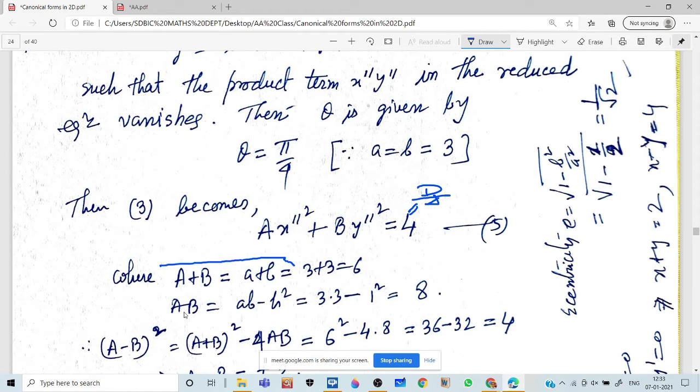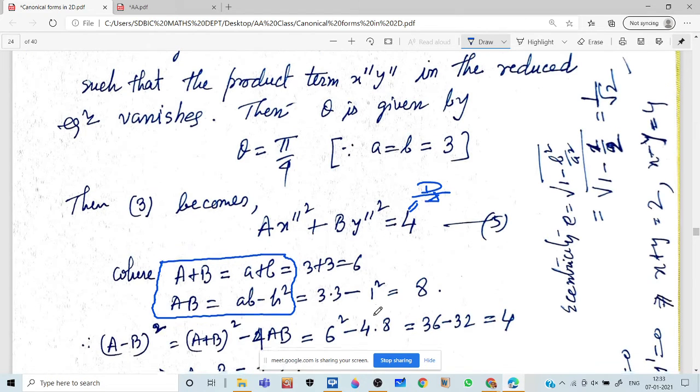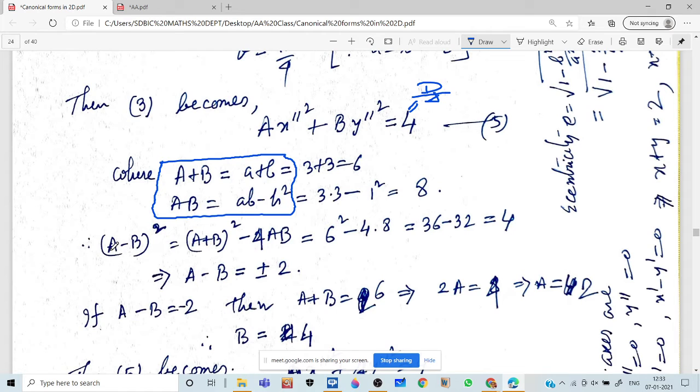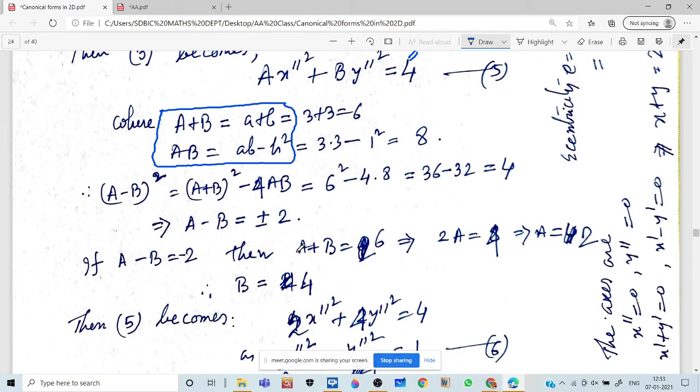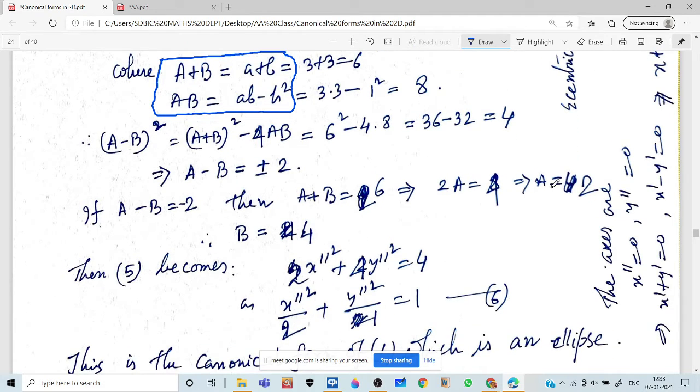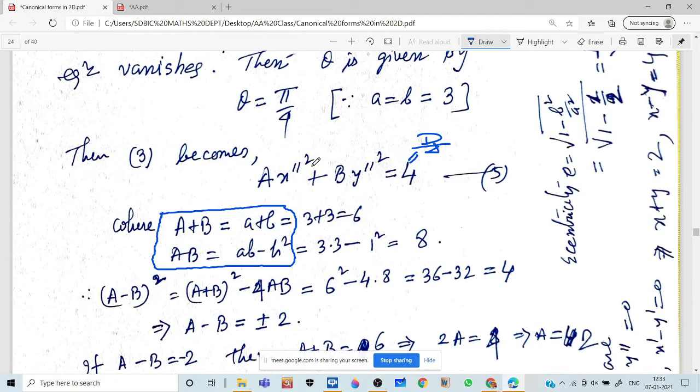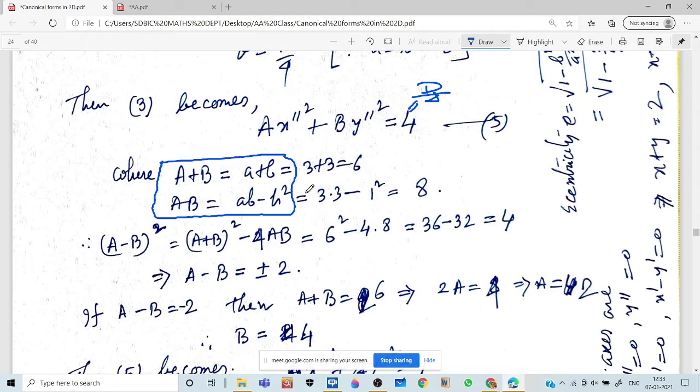This is the formula: capital A plus capital B is equal to this, and capital A into B is equal to AB minus H square. So put these values, and after simplification, A minus B whole square equal to A plus B whole square minus 4AB. So A plus B is equal to 6, AB equal to 8. So A minus B whole square equal to 4, and that is A minus B equal to plus minus 2. Taking the negative sign, A minus B is equal to minus 2, we get the value A equal to 2 and B is equal to 4. And then equation 5 becomes A is equal to 2 and B is equal to 4.